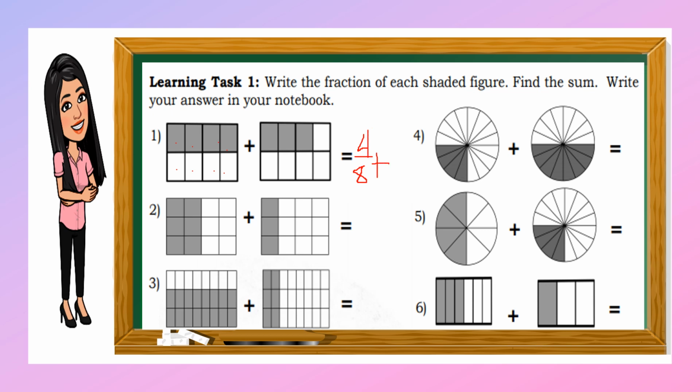Plus second. So again, it is divided into 8 equal parts. And then the shaded part is 3. So add these 2 equals 7. And then copy the denominator. That's it. You're going to answer 2, 3, 4, 5, and 6.